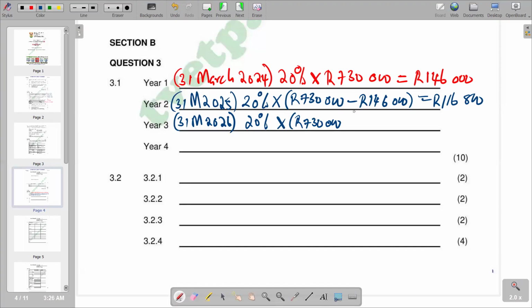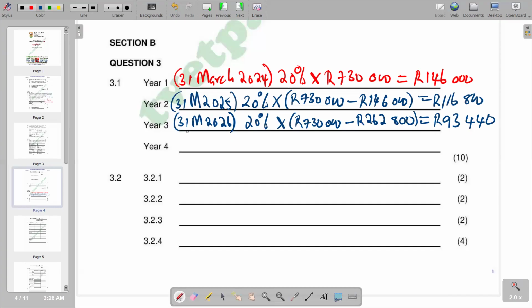So it means here you're going to say minus 262,800. And you're going to see that here we close brackets. So we first subtract in brackets to get the current value, and then you multiply by 20%. And then the answer that you're going to get is 93,440, which is depreciation for the third year.